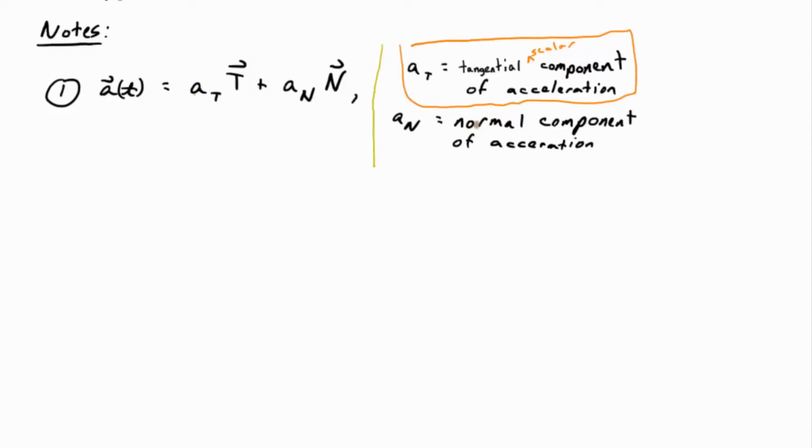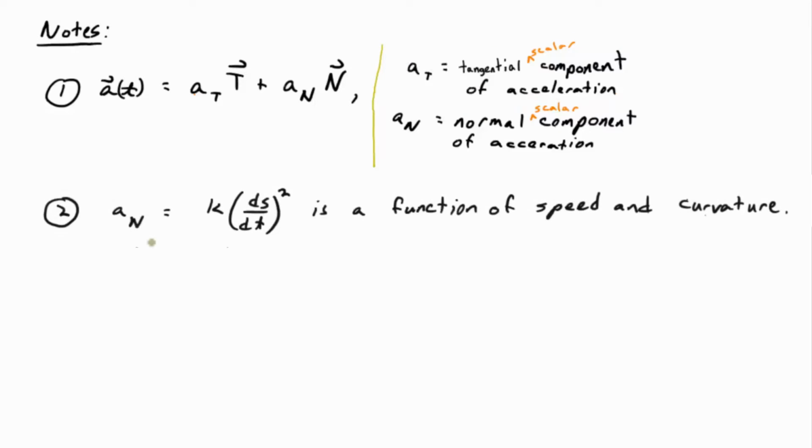And then A sub n is the normal scalar component of acceleration. And if you wanted the vector component of acceleration normal or perpendicular to the direction of motion, you take A sub n times the principal unit normal vector, the whole thing. Okay, so those are just definitions for you. Okay, note number 2. A sub n is this guy. That's what we just derived.